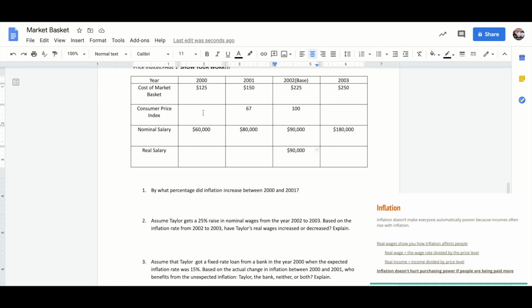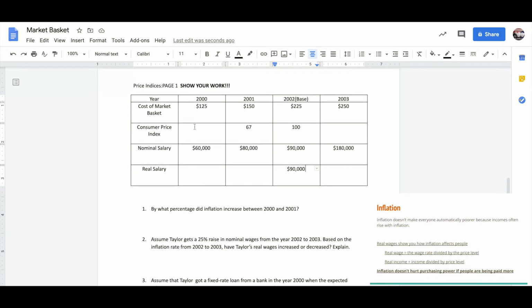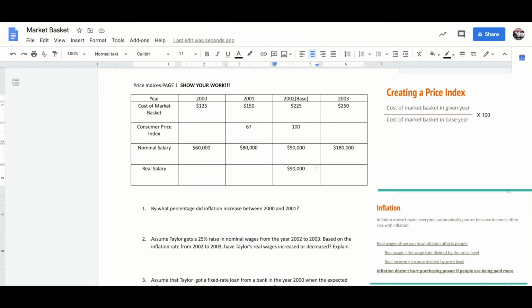All right, the other ones, we've got to do some math. Remember, we take our cost of a market basket in a given year, divide it by the cost of the market basket in the base year, times 100. So for this one, the cost of the market basket in 2000 was $125, divided by the cost in the base year, 225, times 100. And that equals what? I'm going to need my calculator. 125 divided by 225 times 100 comes out to 56.